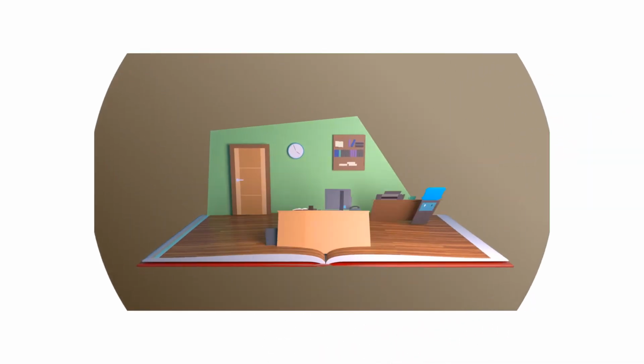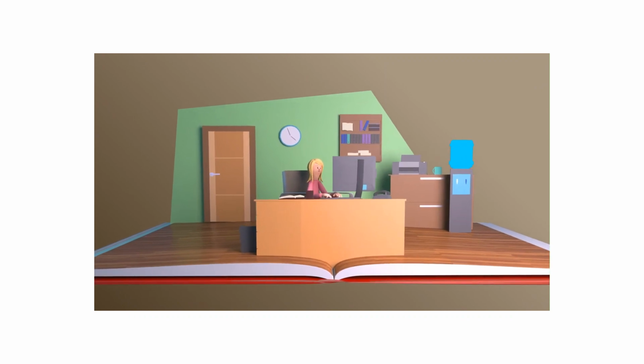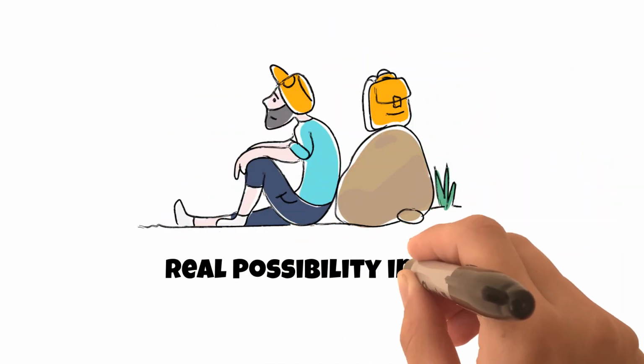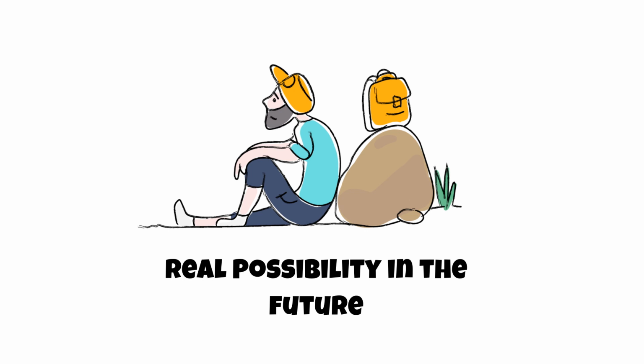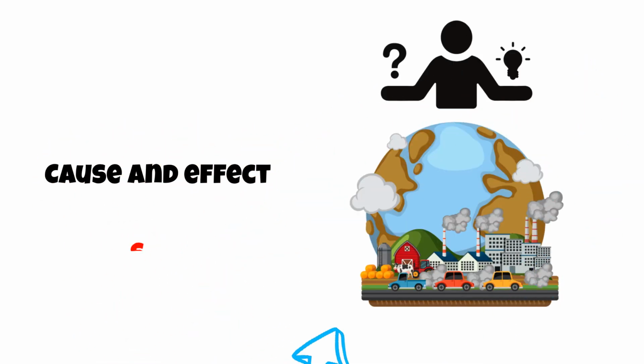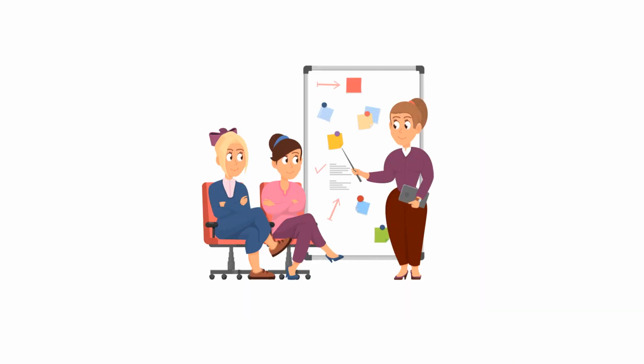Today we are diving into one of the fundamental aspects of English grammar, the first conditional. Now, the first conditional is a structure we use to talk about real possibilities in the future. It's all about cause and effect. When something happens, what will be the result? Let's break it down, shall we?